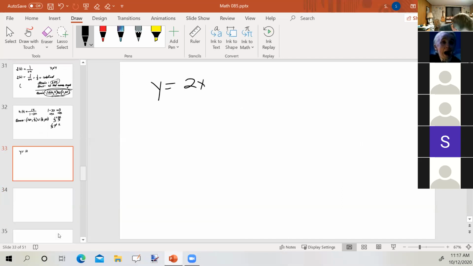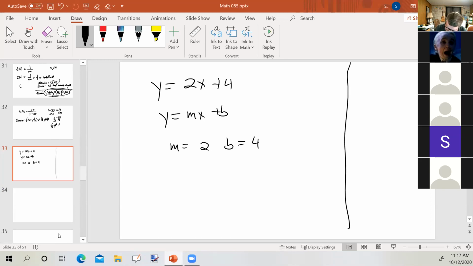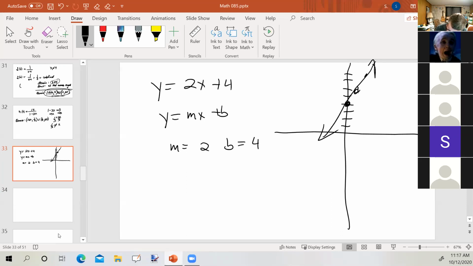Now, one last idea. Y equals 2x plus 4. If we were going to graph that thing, we could use y equals mx plus b. The slope would be 2, and the y-intercept would be 4. I'm not going to switch over to the graph right now because we're limited for time. The y-intercept of 4 would be there. The slope would go what? Up 2 and over 1, up 2 and over 1, and we'd get this graph. And again, I could open up the graphing stuff, but I'm not going to do that right now.